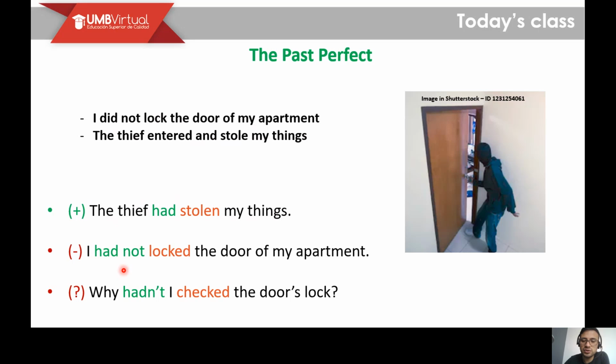I had not locked the door of my apartment. To do the negation, we are going to add not just to the auxiliary, that in this case is had. So we have had not. Why hadn't I checked the door's lock? We move the auxiliary, in this case hadn't, to the beginning. We change the positions with the pronoun. Now the pronoun is second, and hadn't is at the beginning plus the WH word. And the rest continues the same: checked the door's lock.